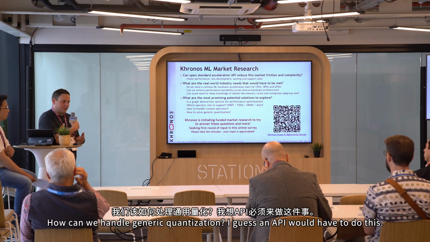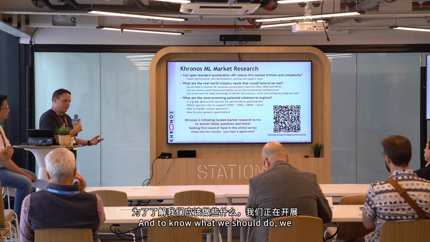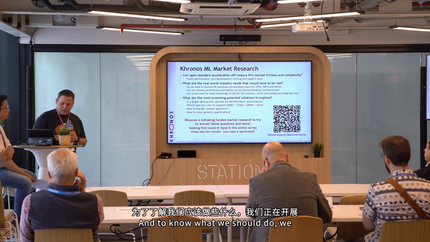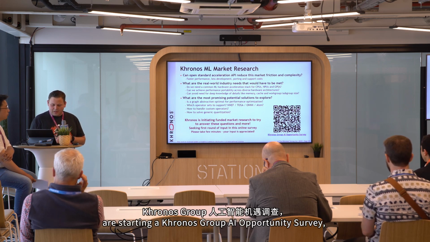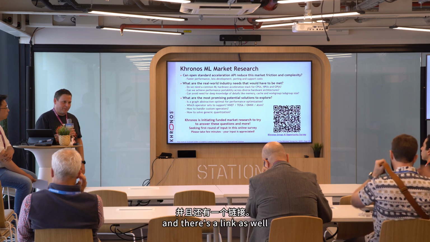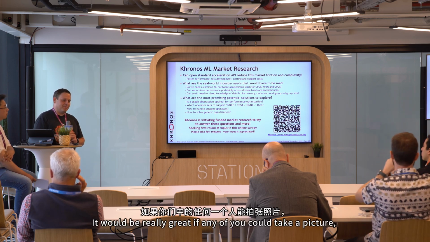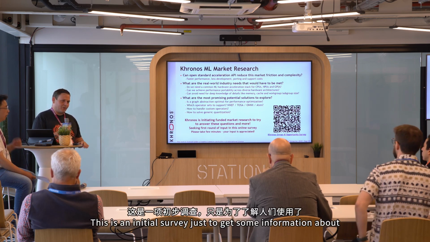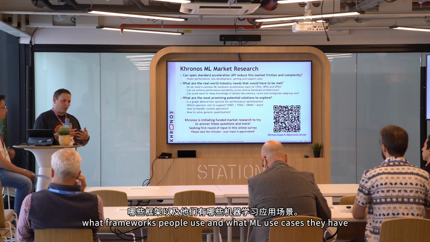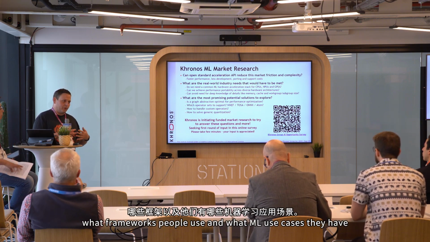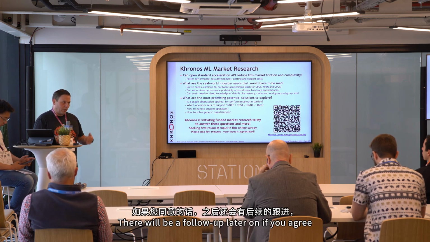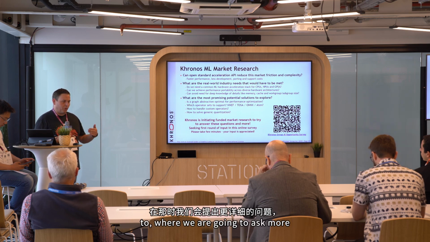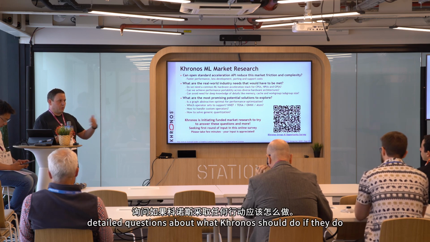How can we handle generic quantization? I guess an API would have to do this. And to know what we should do, we are starting a Khronos Group AI opportunity survey, and there's a link as well. It would be really great if any of you could take a picture, take the time and fill it out. This is an initial survey just to get some information about what frameworks people use and what ML use cases they have. There will be a follow-up later on, if you agree to, where we are going to ask more detailed questions about what Khronos should do, if they do anything.